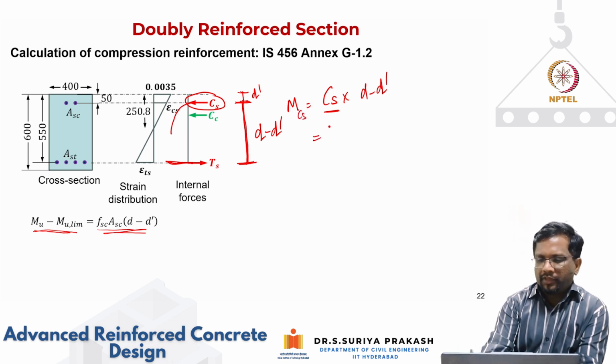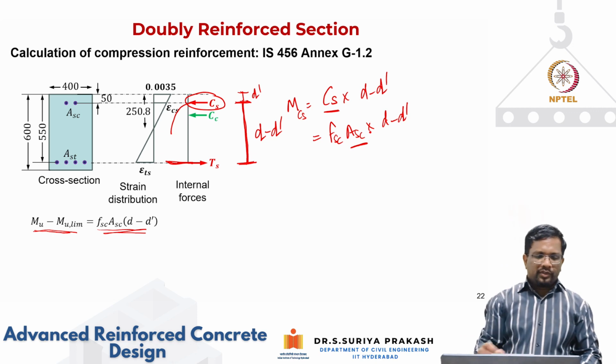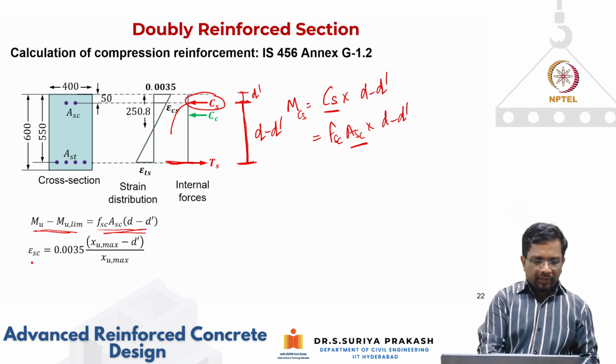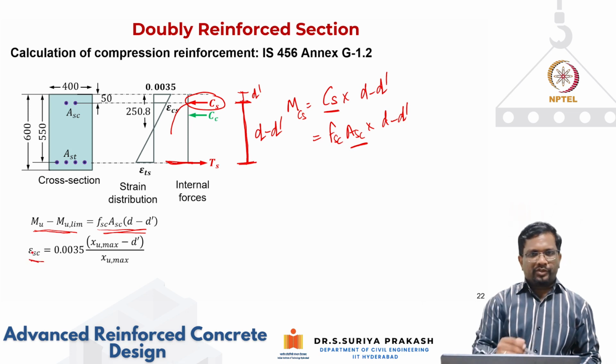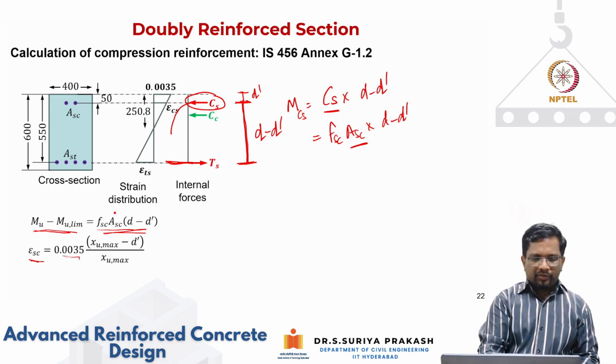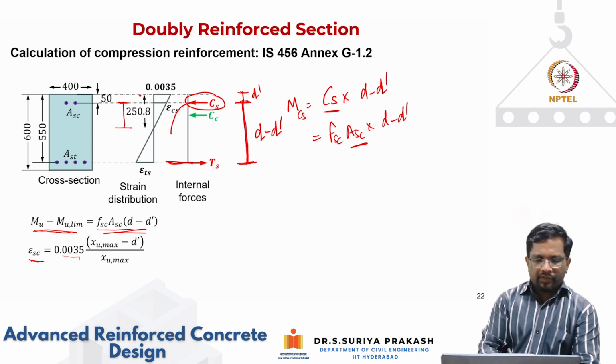Okay, so what is Cs? Cs is going to be the force, Fsc we call it, and Asc, the amount of steel, multiplied by d minus d prime. So I am calculating Asc. Now for this given problem, we know what is the strain in the compression steel from your similar triangle. Now that I have fixed this point at 0.0035, I can calculate what is the strain at this location from similar triangle.